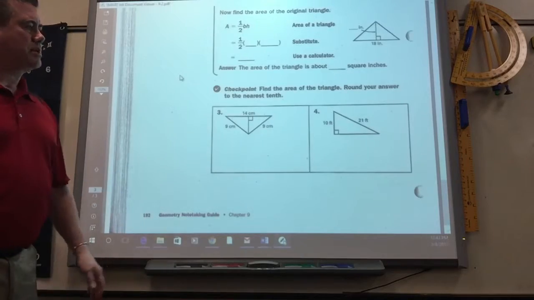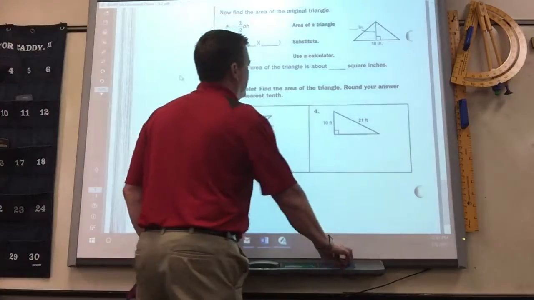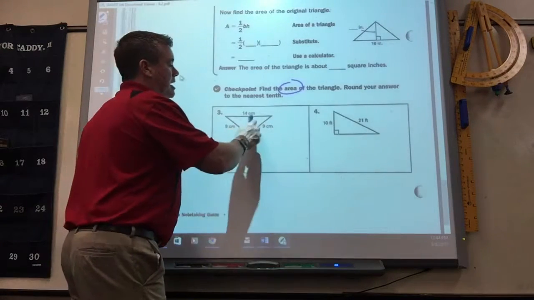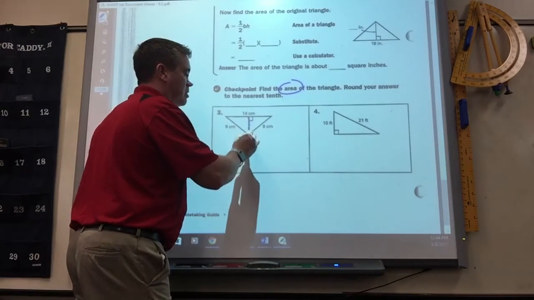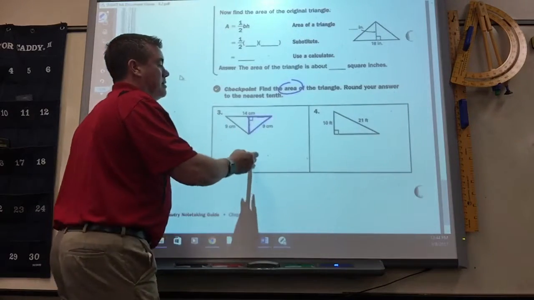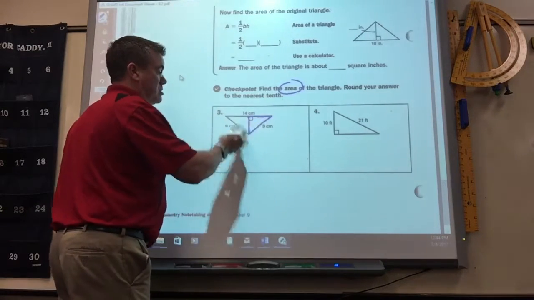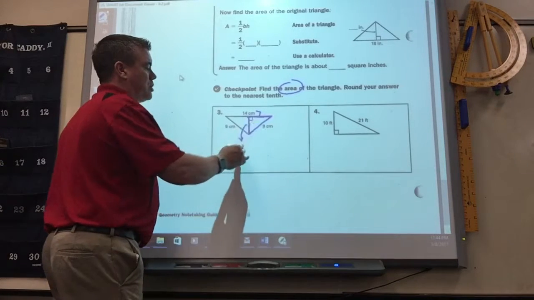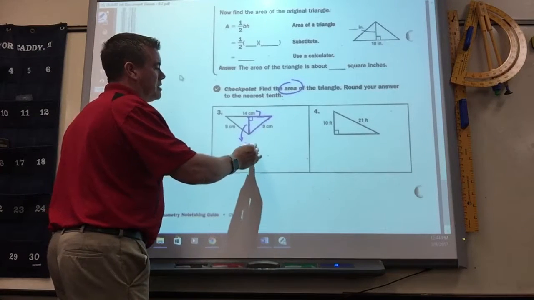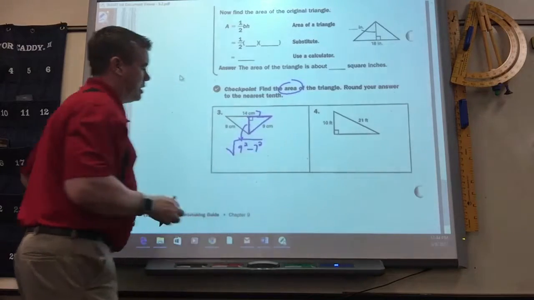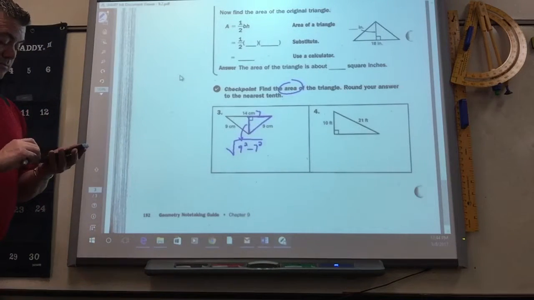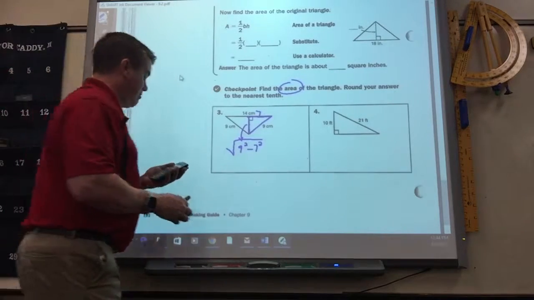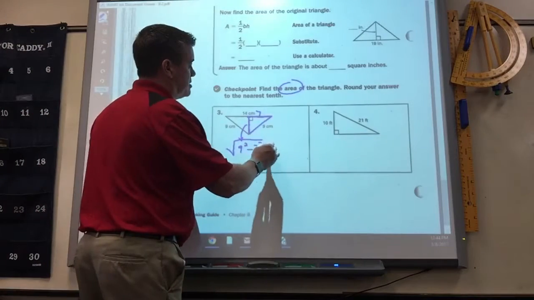Okay, so the rest of it is just finding the area. So to find the area, it's base times height divided by 2. So we gotta find the height. So since these are both 9, this would get cut in half, that's 7. So you would go 9 squared minus 7 squared, square rooted. And it's 5.65 or 5.7.